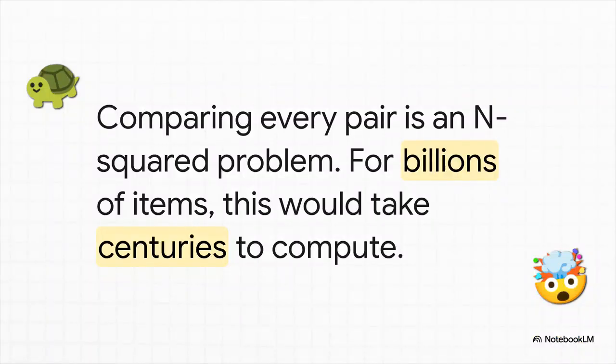Look, if you had a billion web pages, the simple way to find duplicates would be to compare every single page to every other single page. That's a billion times a billion comparisons. We're talking about a number with 18 zeros after it. Even with the fastest supercomputers on the planet, that wouldn't just be slow. We're talking centuries. No joke. We need a totally different way to think about this.